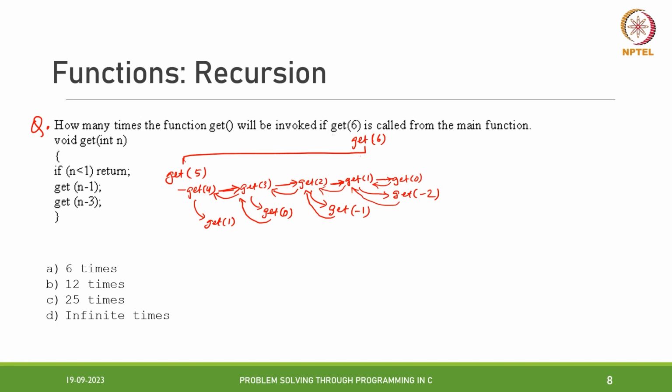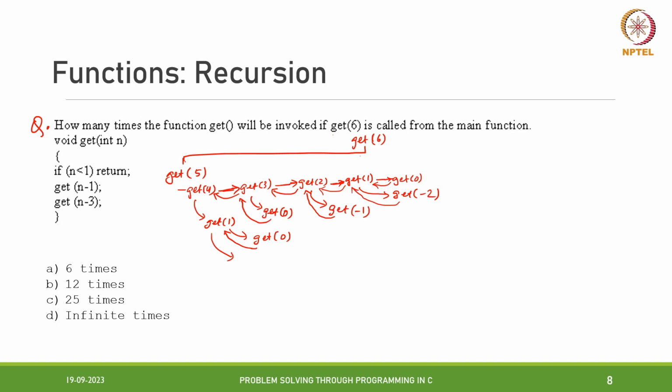So what does get of 1 now do? If you run get of 1, the condition is not satisfied, so it will first run get of 0, right? Because n minus 1, so get of 0 does nothing because it satisfies the condition, returns 0. So immediately the control comes back to get of 1 again.